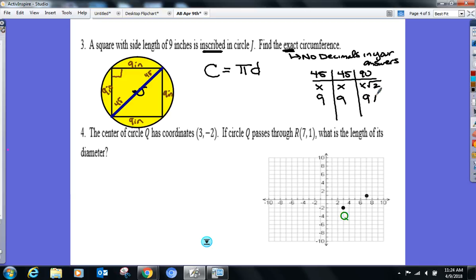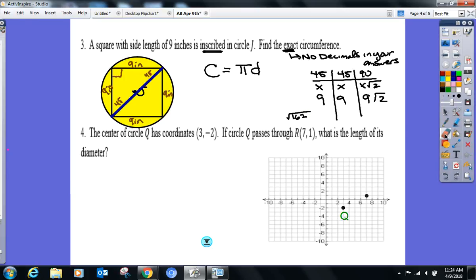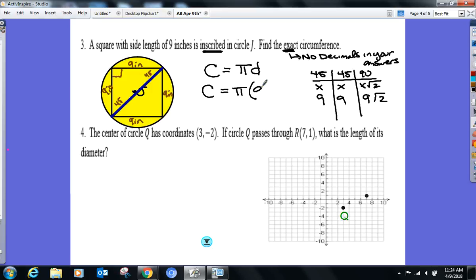9 radical 2, which you wouldn't have gotten from Pythag, but if you reduced your answer from Pythag, you would have got 9 radical 2. Because I believe when you do Pythag, you guys would have gotten 162. Square root of 162, which breaks down into 9 radical 2. Okay? All right, so we know the diameter now. 9 radical 2.